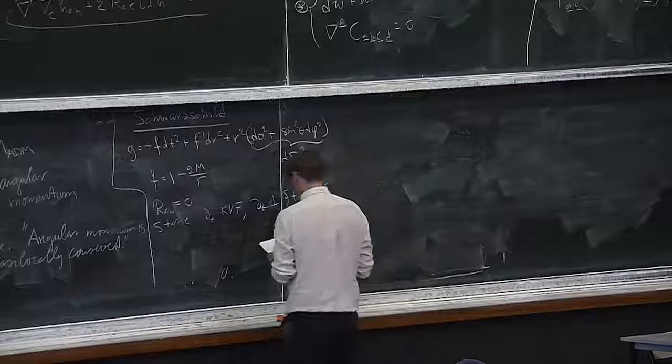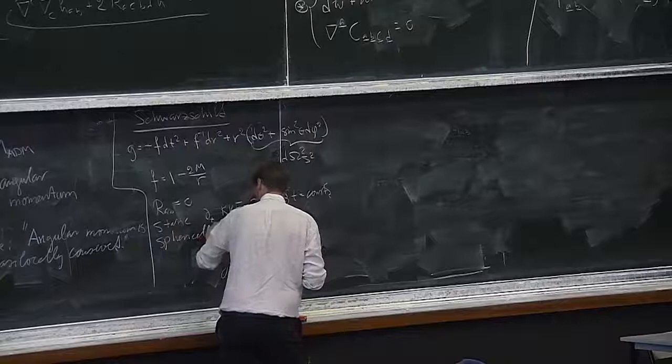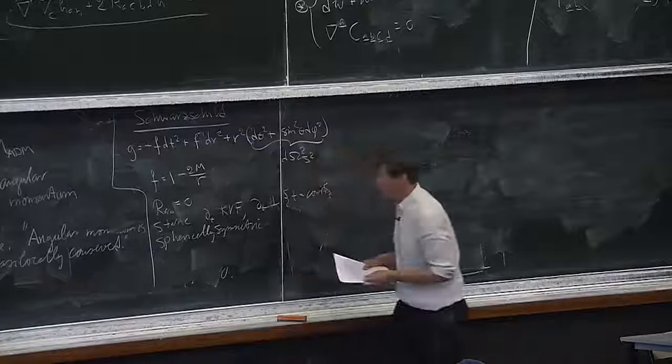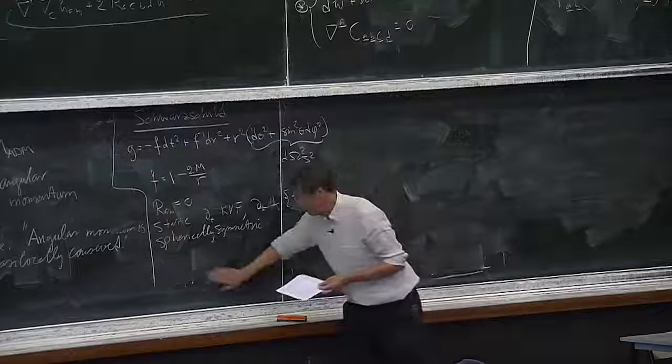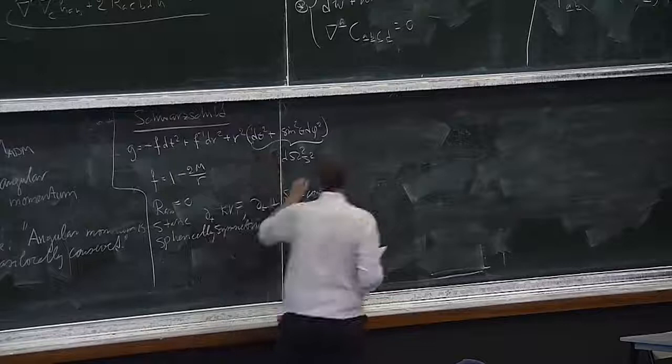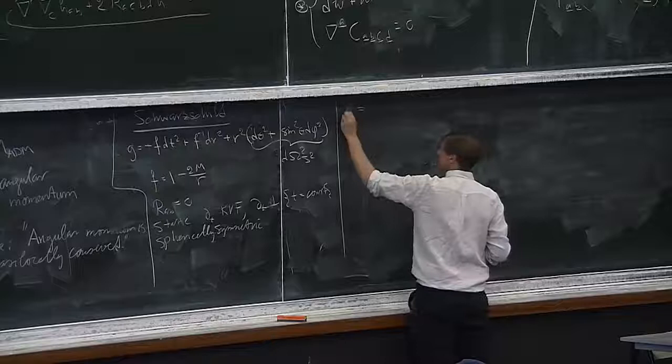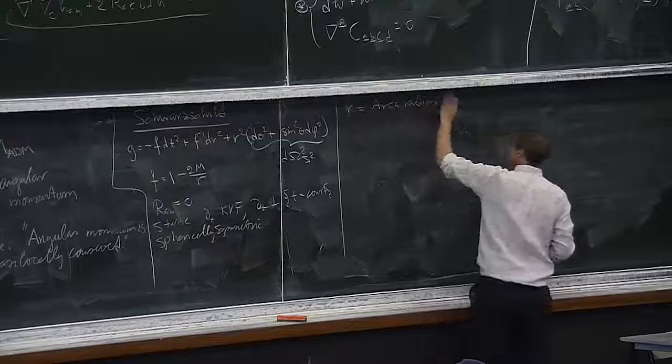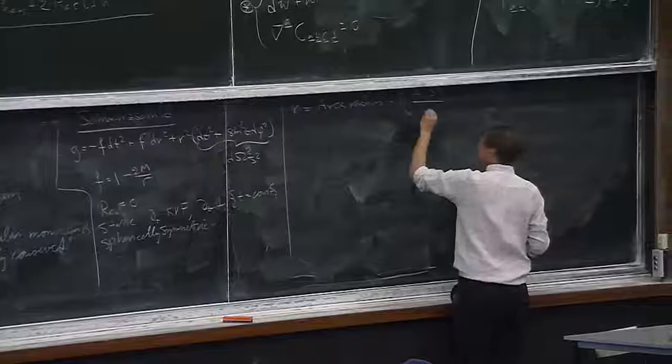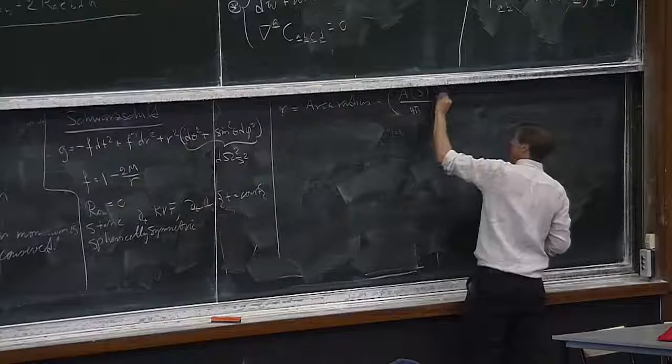It's spherically symmetric. And by Birkhoff theorem, spherically symmetric vacuum implies static. The r here is the area radius. So if I take the area of a sphere, divide by 4 pi and take the square root, that's the area radius.